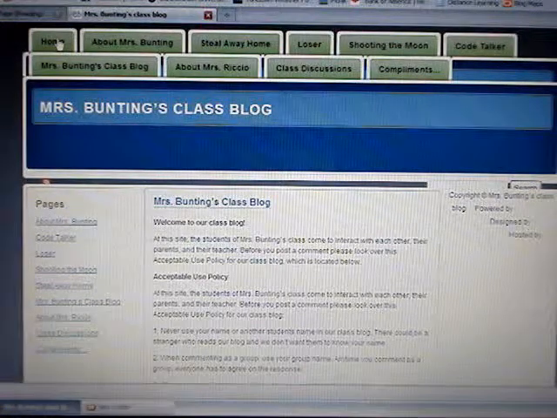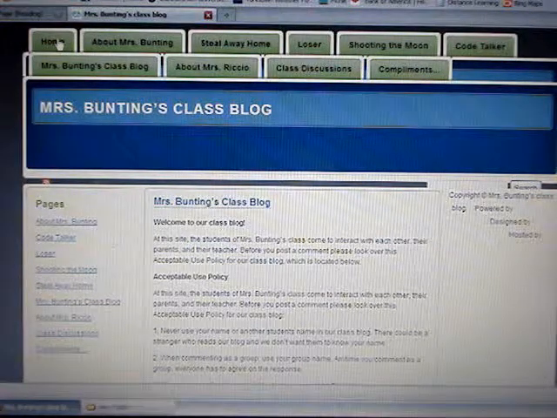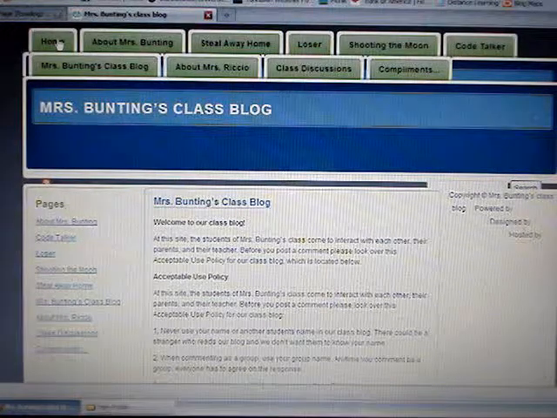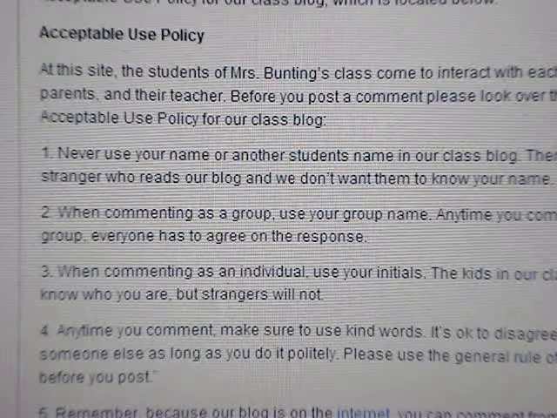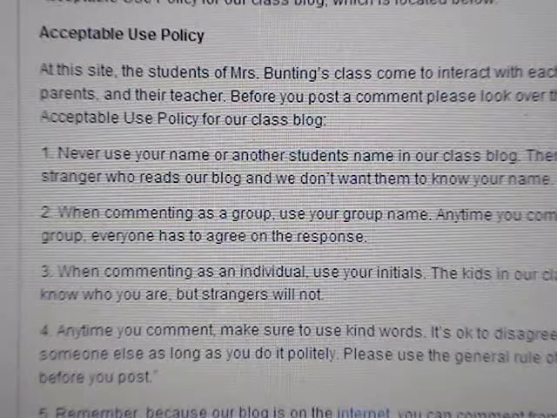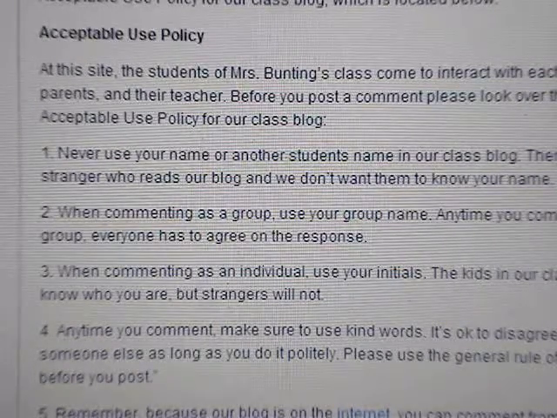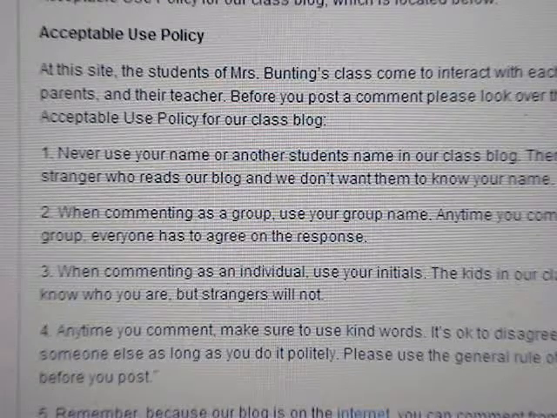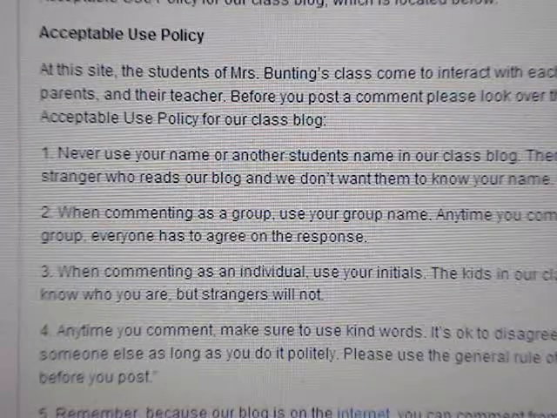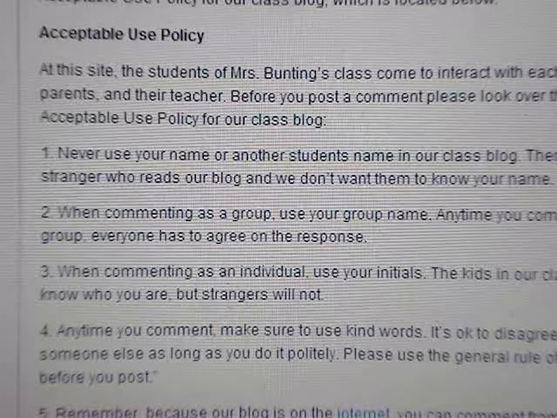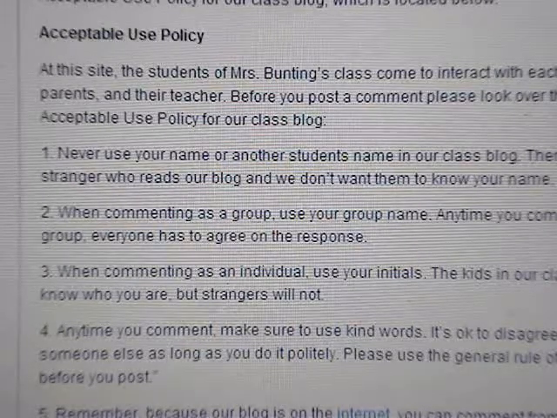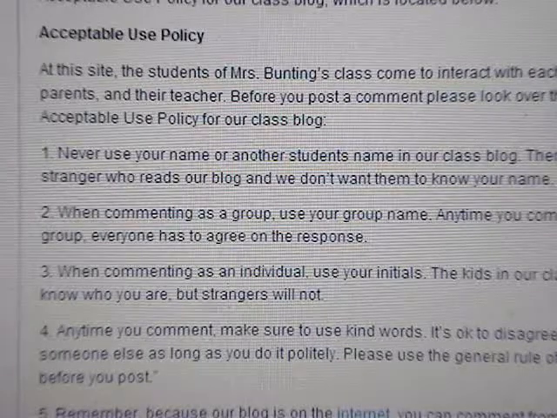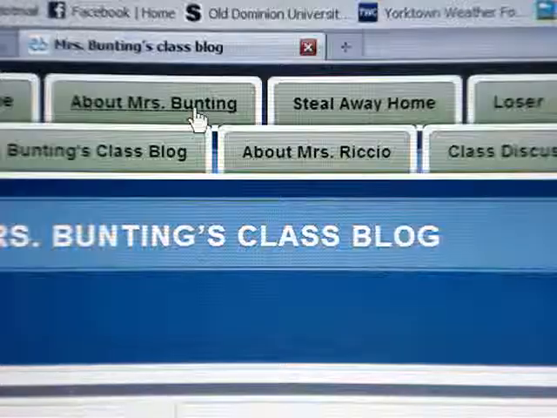On her homepage, the first thing that you'll see when you open the classroom blog page are the rules and policies. Her number one rule is that you are not allowed to use the name of another student. Each student is given a username. This is typically their initials and their student number. This is the name they will use to address one another. When commenting, a student knows to use their initials. The students in the classroom will know, but the outsiders and strangers will not.